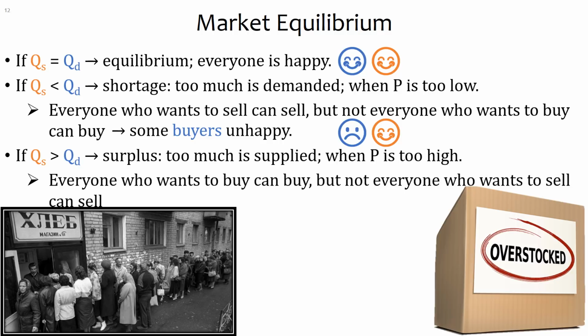In this case, everyone who wants to buy can buy. So those who are really interested are happy, they get it. But the sellers are not happy because they can't sell at all. So some sellers are going to be unhappy because they can't achieve what they wanted. All right, so pause here, write down your notes.